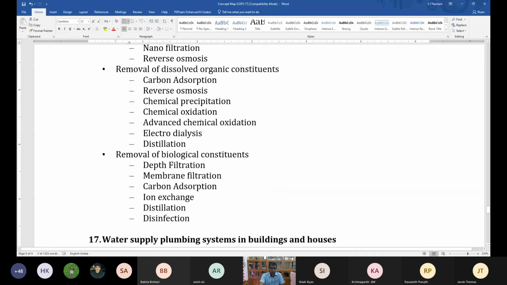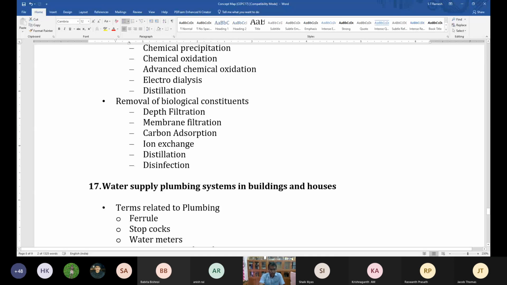And to remove the dissolved organic constituents, you have adsorption, which we'll be discussing in detail: carbon adsorption, chemical oxidation or chemical precipitation methods. And for biological constituents, again, membrane filtration and ion exchange, in some cases with adsorption also.